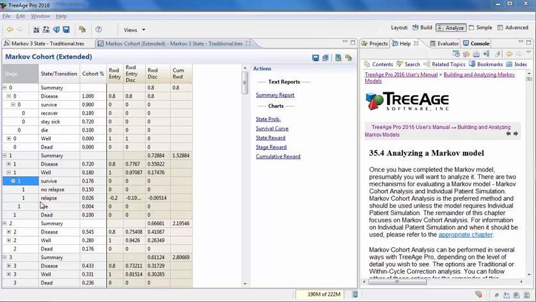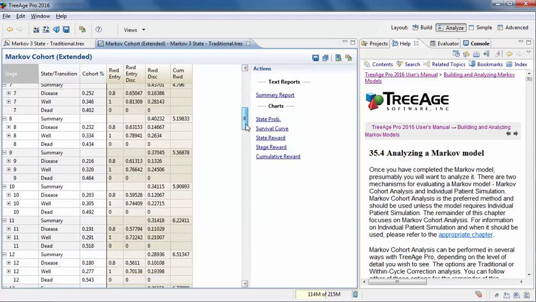The transition reward at the relapse state here is accumulated in the same way, so the proportion of the cohort who relapse is multiplied by the discounted reward entry to give the discounted reward value here. The accumulation of rewards every stage is presented in the cumulative rewards column, which you can see increases as time progresses. The summary of all the cumulative rewards is found at the bottom of the report.